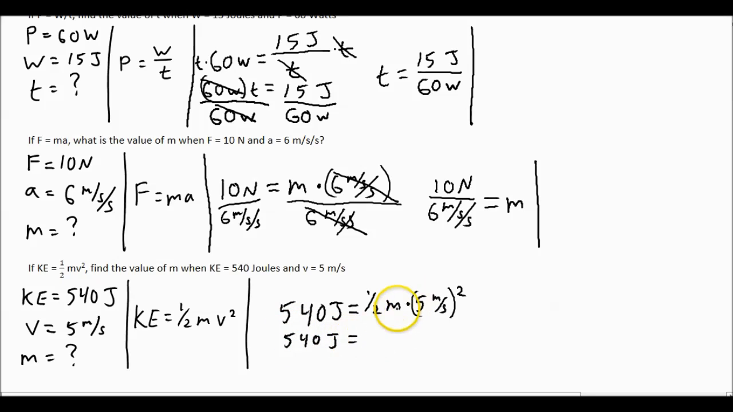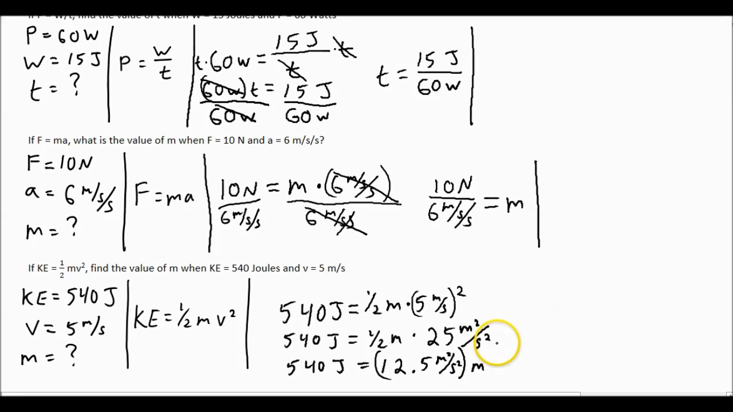So we'll simplify this a little bit. 540 joules is equal to 1/2 mass times 25 meters squared second squared. We'll simplify this further. 540 joules is equal to, now I can't do 1/2 times mass, so 1/2 times 25 is 12.5 meters squared second squared times mass. And so now we have to get mass by itself, and now this has become a little bit simpler. We just divide both sides by 12.5 meters squared second squared.